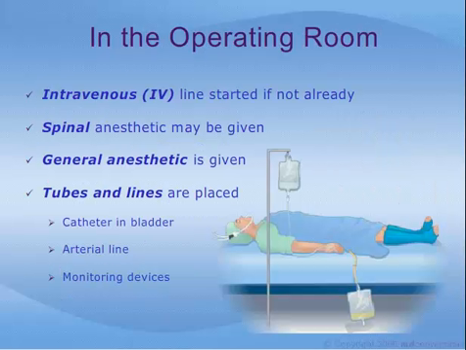Once in the operating room, an intravenous line, or IV, will be started, if not done already. As mentioned, a spinal anesthetic may also be given. You will then be put to sleep by the anesthesiologist, and a breathing tube will be introduced. Other tubes and monitoring lines may then be placed, including a catheter into the bladder to monitor urine output, and rarely an arterial line in your wrist to monitor blood pressure. Other monitoring devices are also used to check your level of blood oxygen, your temperature, and your level of anesthesia, among other things.